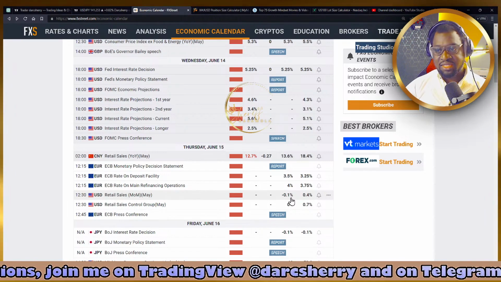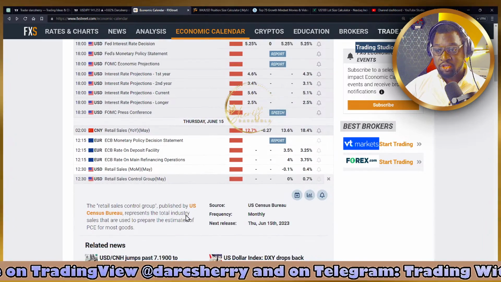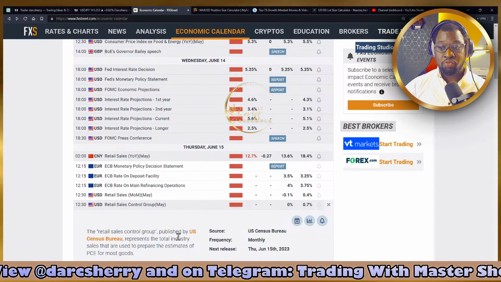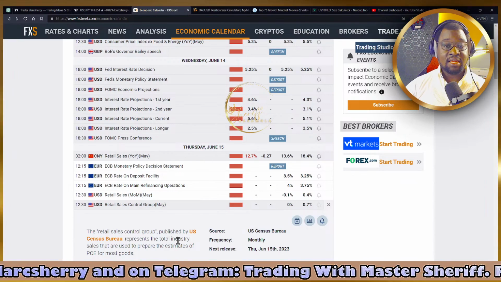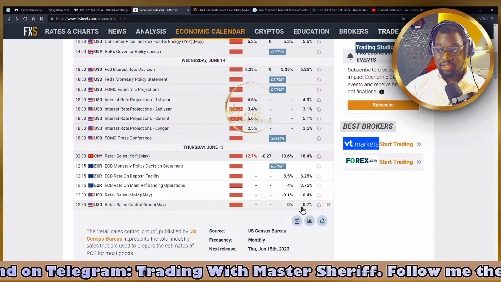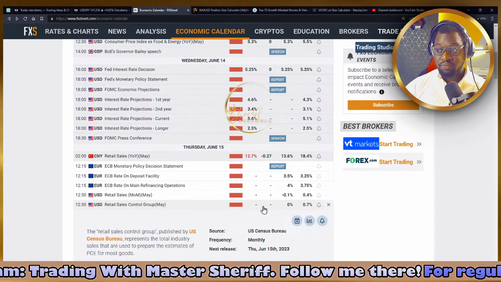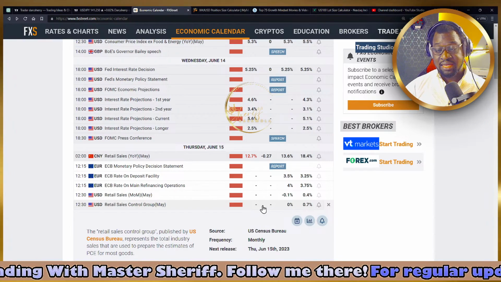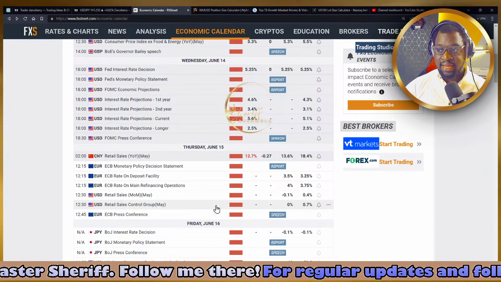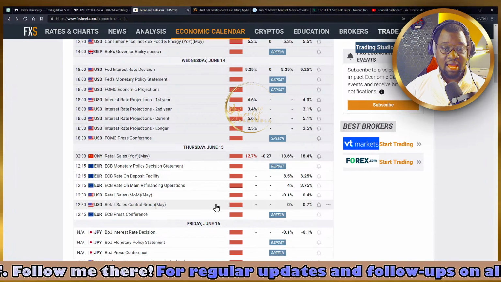Then we also have the retail sales group month. It's published by the US Bureau as well, and it represents the total industry sales that are used to prepare the estimate of PCE for most goods. The previous data came in at 0.7%, as against the general consensus, which has projected a 0.0% index. So we are going to be looking forward to what the data is going to be like. Will it be just as expected, below expectation, or even beyond expectation?